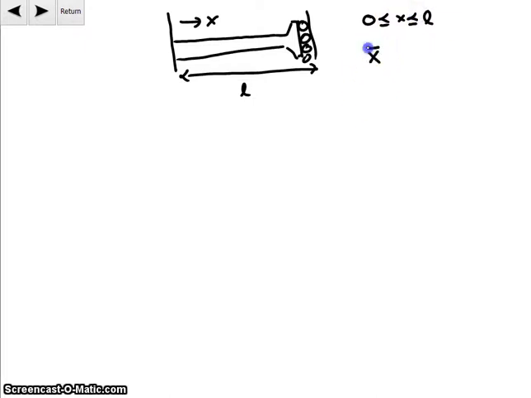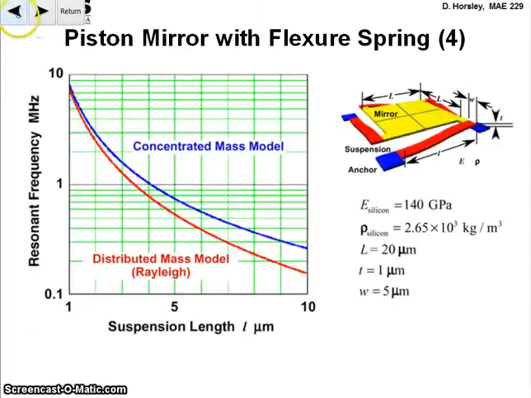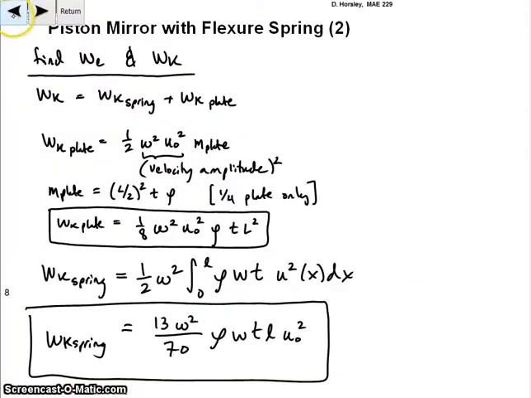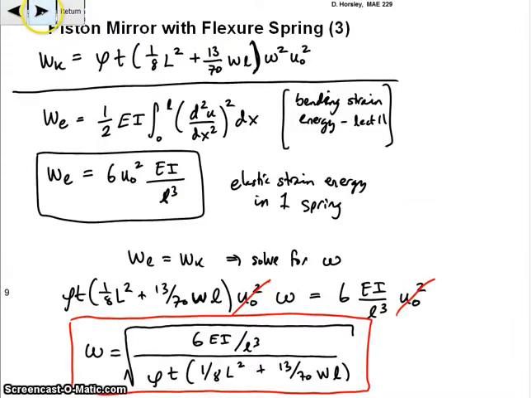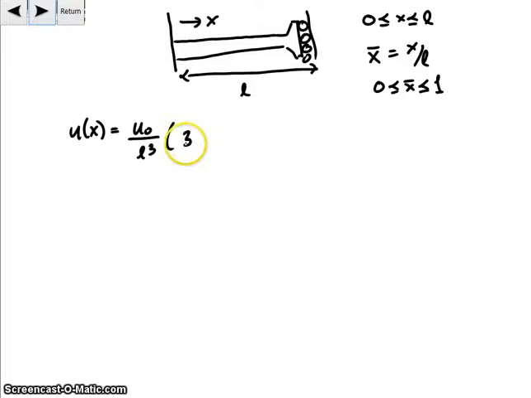We could define normalized length here, x bar, as x divided by L. And then x bar varies from 0 to 1. If you remember from the displacement function that we wrote, u of x was equal to u naught over L cubed, 3Lx squared minus 2x cubed. Let's flip back to where that was described.